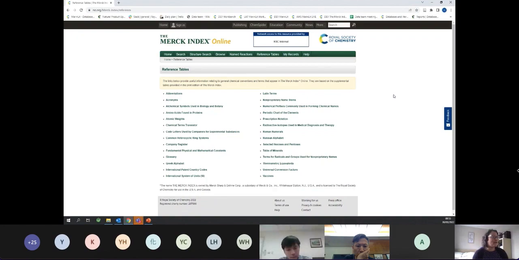So we have abbreviations, we have the Greek alphabet, we have prescription notation, and just things that might help you understand older literature. So if you find you are struggling with some conventions in older chemistry reporting, then this is a useful place to look. And that concludes my walkthrough of the Merck Index website.